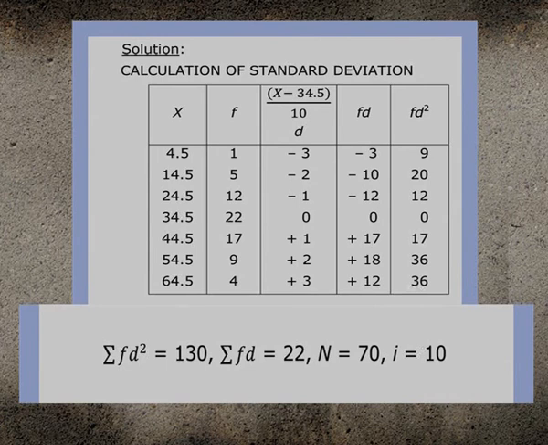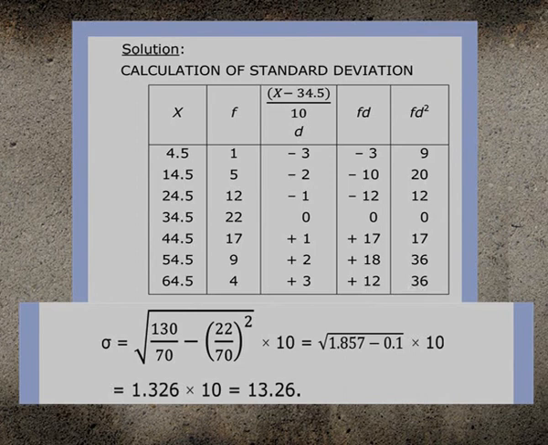Now from the table we have calculated sigma fd square as 130, sigma fd as 22, capital N as 70, and i is 10. Putting all these values in the formula, we get sigma is equal to under root of 130 by 70 minus 22 by 70 whole square, into 10. So that is equal to under root of 1.857 minus 0.1 into 10, that is equal to 1.326 into 10, that gives us 13.26.